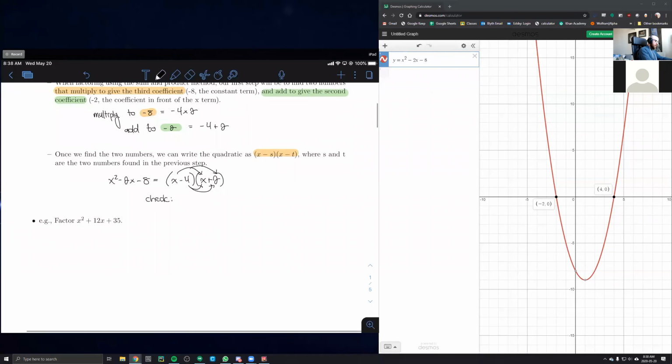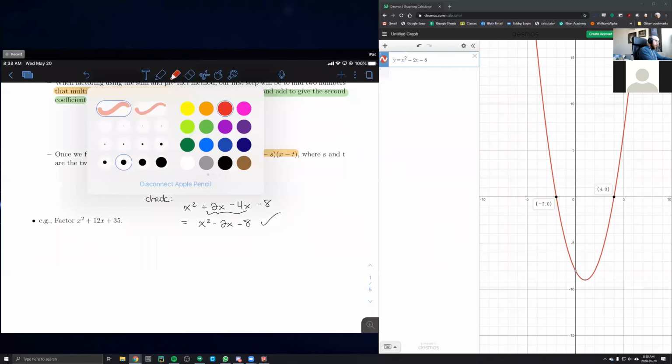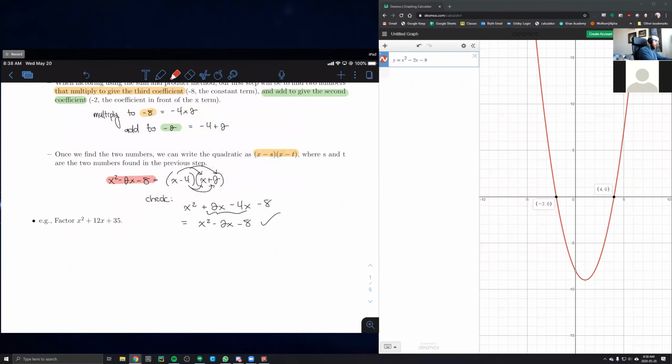So x times x gives me x squared. X times 2 is plus 2x. Negative 4 times x, that's negative 4x. And then negative 4 times 2 is negative 8. And we just collect like terms here. So we get x squared minus 2x minus 8. And that is exactly what we started with, right? We can see that the equation that we started with is the exact same as the equation we ended up with when we expanded this thing out, okay?